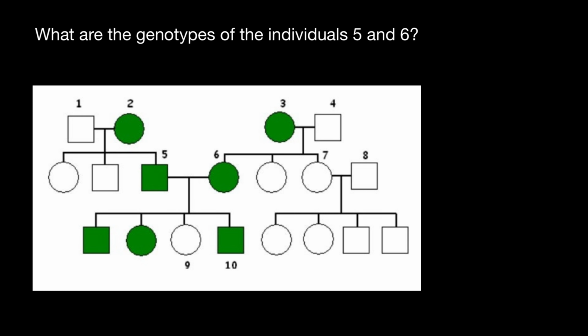Let's analyze this pedigree. We see that this trait appears in every generation, so it doesn't skip any generations, which would be an indication of a recessive genetic disorder. Also, let's count how many females and males are affected. So 1, 2, 3, 4 females and 1, 2, 3 males.